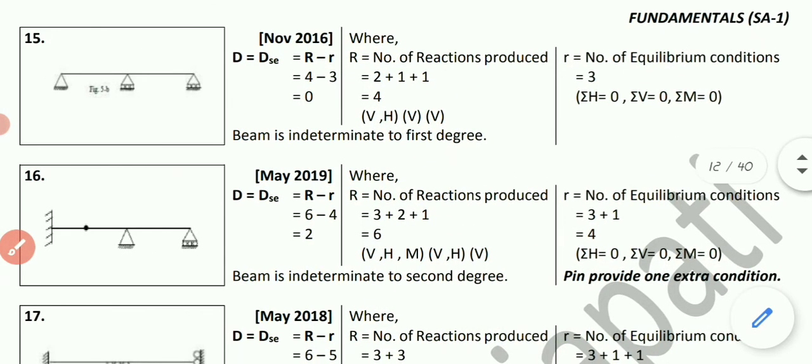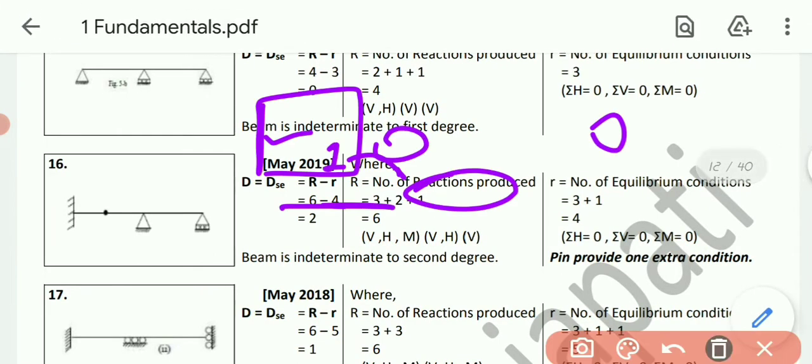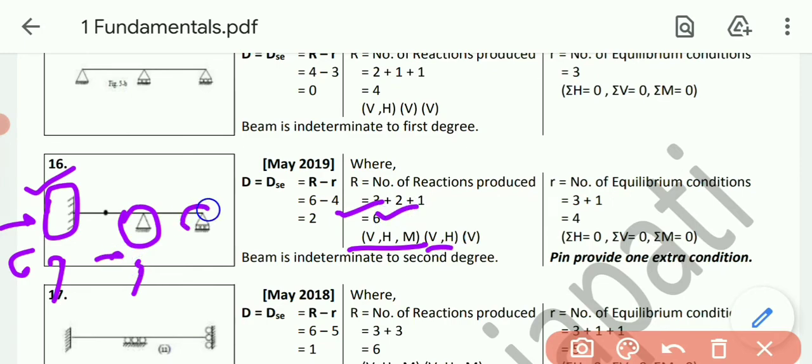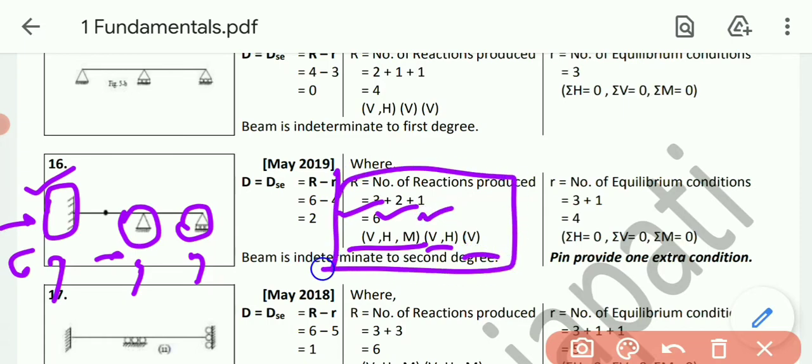So as it is 1, the beam is indeterminate and indeterminate to first degree. Clear? Then example number 16. Now in this one, fixed support is there, so vertical, horizontal, moment. Then over here hinge support is there, vertical, horizontal, so 2 unknowns. Over here roller support, only 1 reaction, the vertical. So total unknowns we can say are 6.